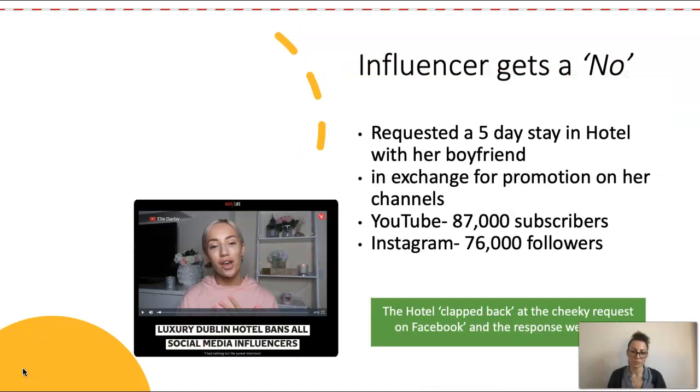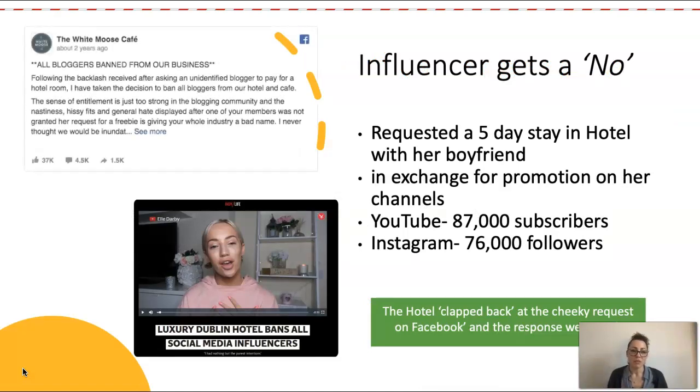So a little example of an influencer who got a big fat no when she was trying to work with a brand. Obviously brands can approach influencers, but influencers can sometimes approach brands or service providers or product providers. So this is an influencer who contacted a luxury hotel in Dublin, and she wrote to them requesting that she and her boyfriend could enjoy a 5-day stay in their hotel completely free of charge. She said she would do this in exchange for promoting the hotel on her channels, boasting that she had 87,000 subscribers on her YouTube channel and 76,000 followers on her Instagram.